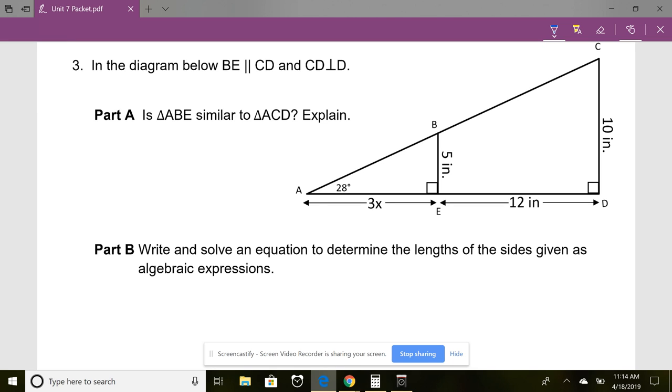In today's lesson, we're going to be taking a look at more diagrams with similar triangles and proving that they are similar and also figuring out the sides, but maybe a little bit more complex proportions.